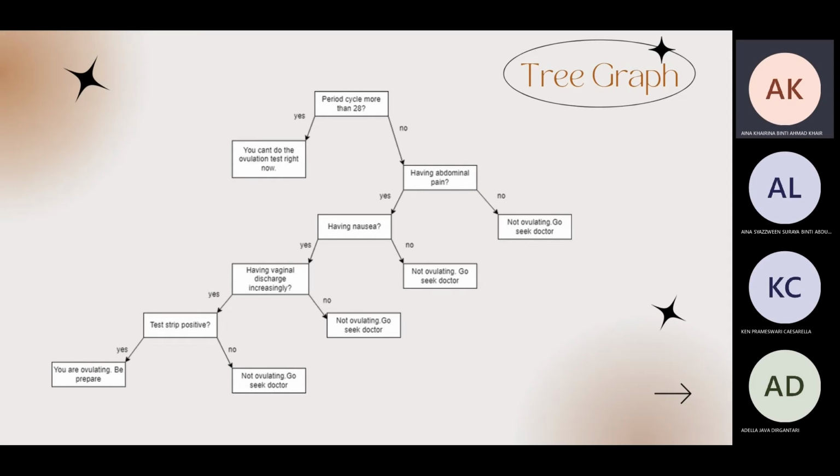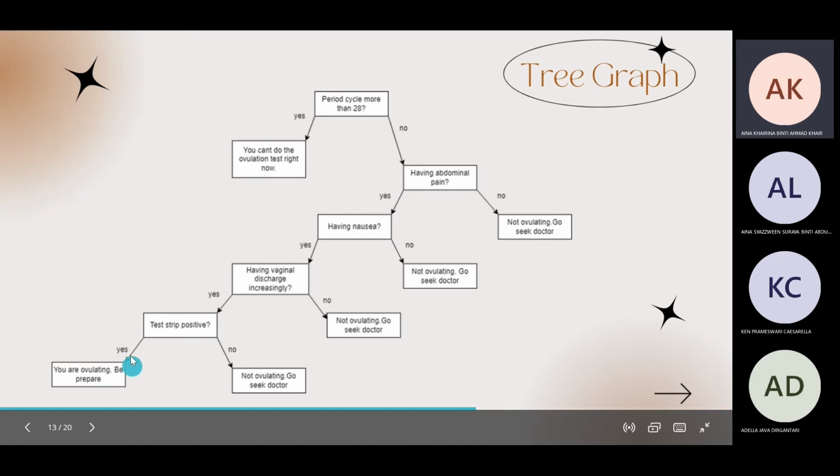So this is our tree graph. The first question is, is the period cycle more than 28 days? If yes, then you cannot do the ovulation test right now. If no, we go to the next question, which is having abdominal pain. If no, then not ovulating, so go see a doctor. If yes, then go to the next question, having nausea. If yes, then we go to the next question, which is having increased vaginal discharge. If yes, go to the next question: is the test strip positive? If yes, then you are ovulating, so be prepared.